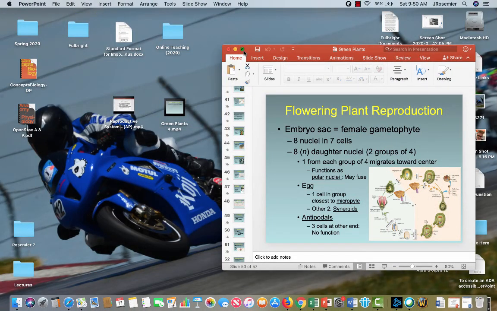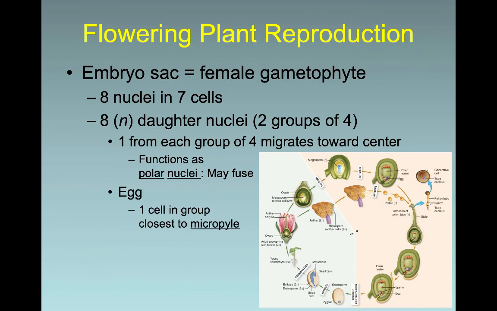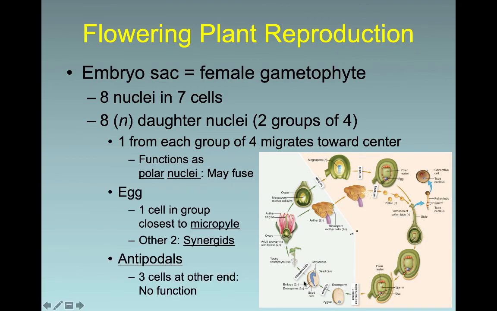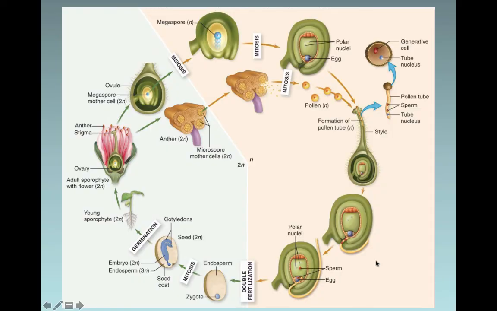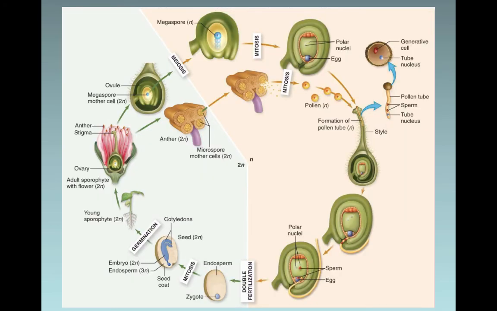All right, so that's kind of the quick rundown of the embryo sac, right? So we've got everything on this slide that we talked about: the polar nuclei, the central cell, the egg, the two synergids, and the three antipodal cells that don't have a function. Now, looking at the life cycle here, we're going to track through this and look at how this works and relate it to other kinds of plants we've talked about as well.